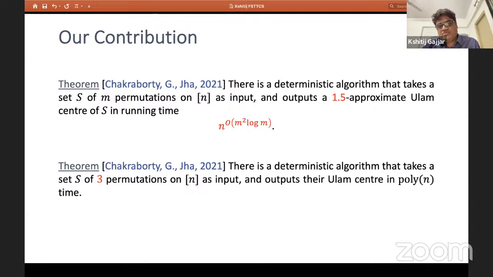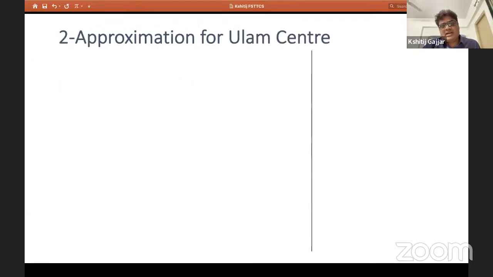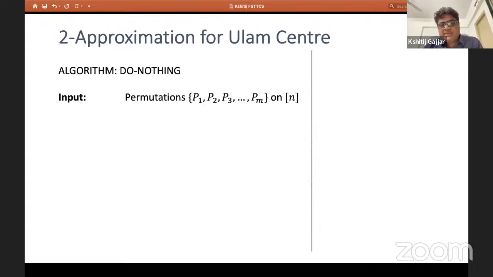So why 1.5? What if you need a 2 approximation? And this is easy. How is it easy? Yes, so none of you said anything, and that's correct. That's the right answer. This algorithm is just do nothing. You take the input set of permutations, and you do nothing. You just output one of the permutations. And the claim is this is a 2 approximation.